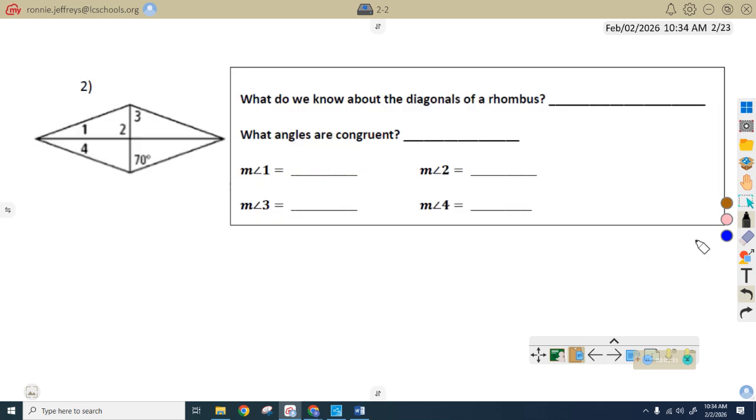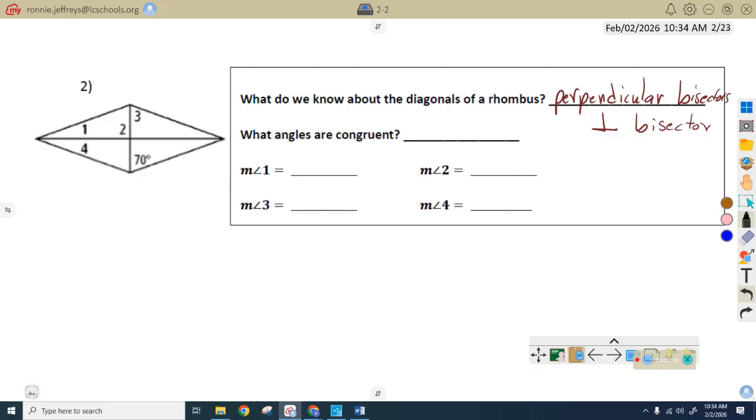All right, number 2. What do we know about the diagonals of a rhombus? They're what? No, not really. Well, they're perpendicular. Bisectors. Now, we could also use this, the upside down T. That's the actual symbol for perpendicular.